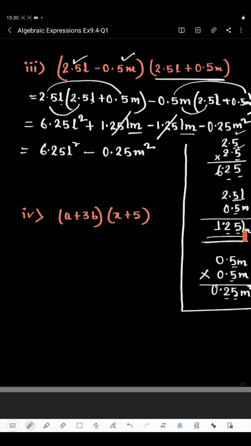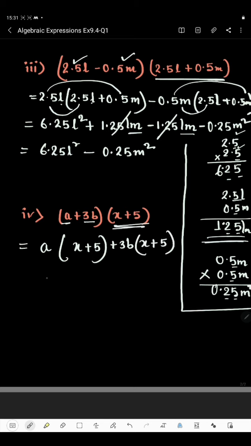Now coming to the fourth part. In the fourth part we have a plus 3b, which will be multiplied by x plus 5. So we'll take the first term again from the first expression and this is to be multiplied by the second expression. Now we'll take the second term of the first expression, which is 3b, which will be multiplied by the second expression, which is x plus 5.